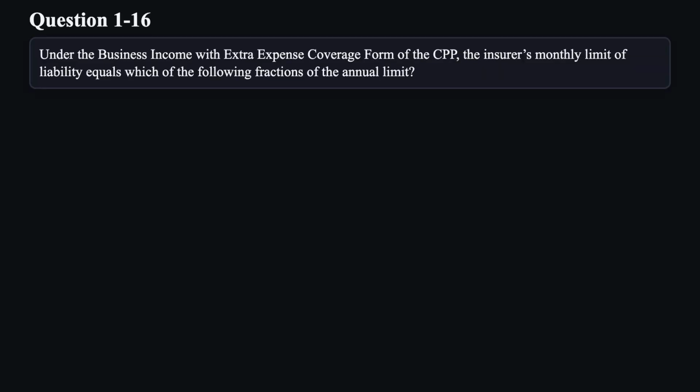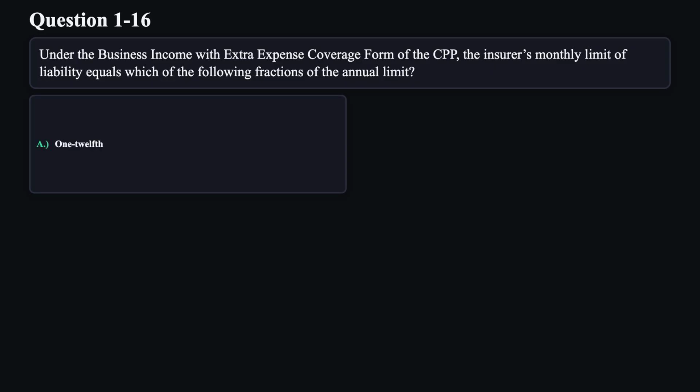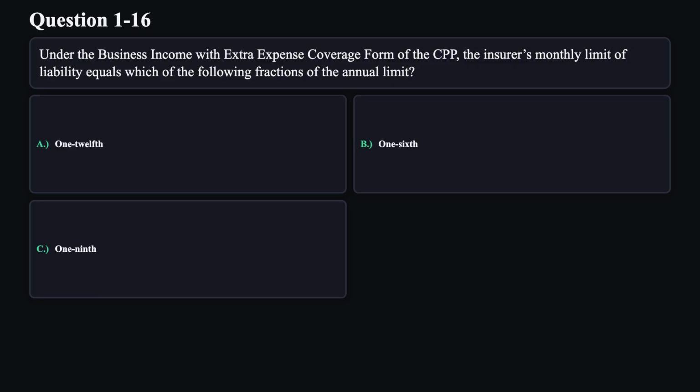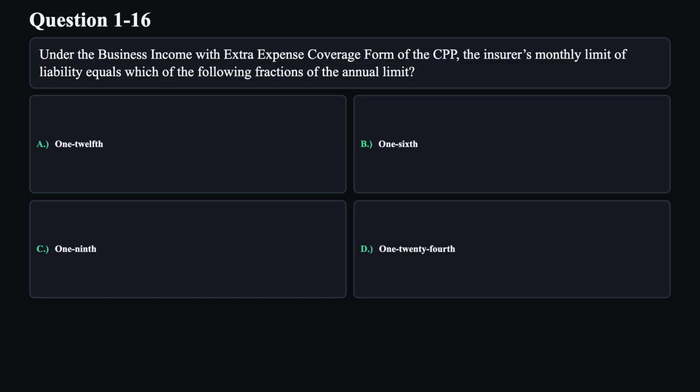Question 16. Under the business income with extra expense coverage form of the CPP, the insurer's monthly limit of liability equals which of the following fractions of the annual limit? A. 1/12. B. 1/6. C. 1/9. D. 1/24.